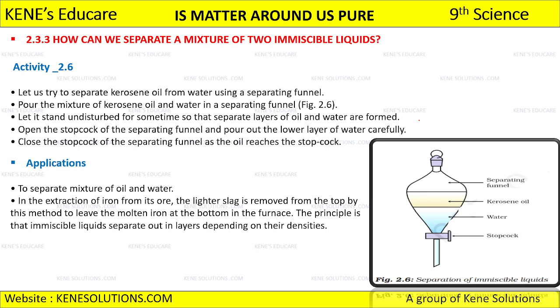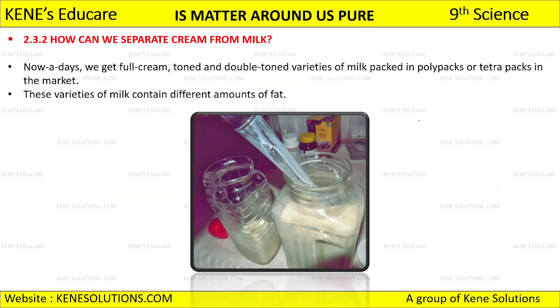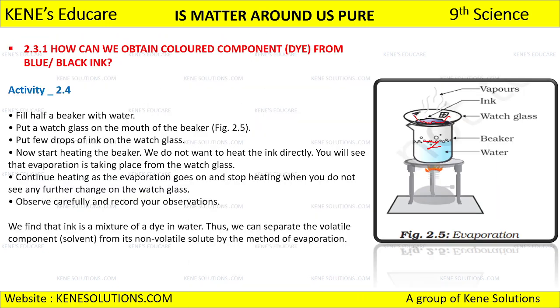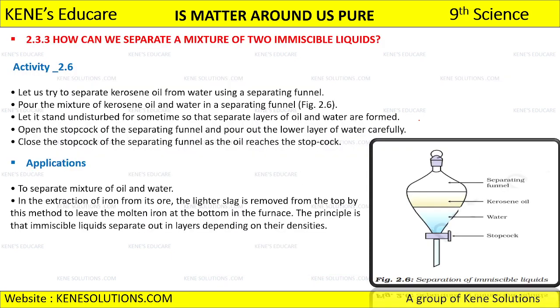Okay, so if the question comes as how can you separate a mixture of two immiscible liquids, we can do that by separating funnel. How can we separate the cream from the milk? We can do that by centrifugation technique. How can we obtain the colored component present in the ink? That is through evaporation. So these are the three different techniques that we studied today, right? One is evaporation, second one is centrifugation, and third one that we studied just now is the separating funnel technique, right?